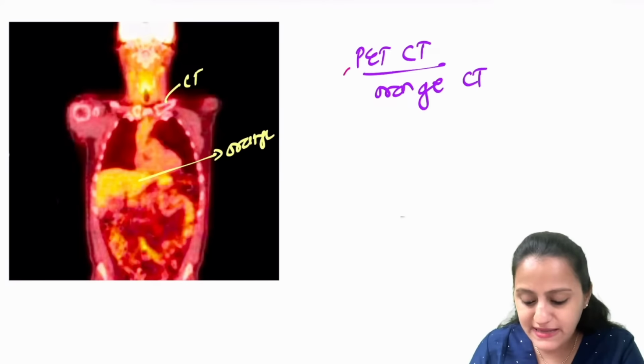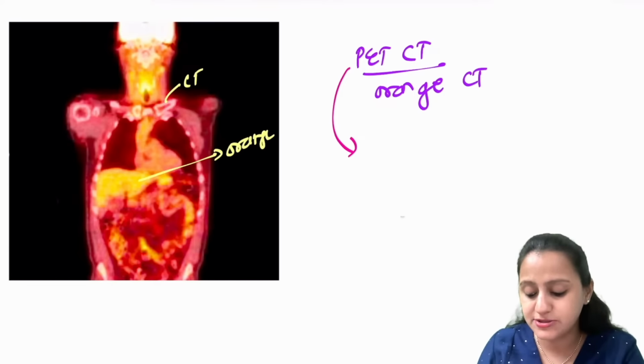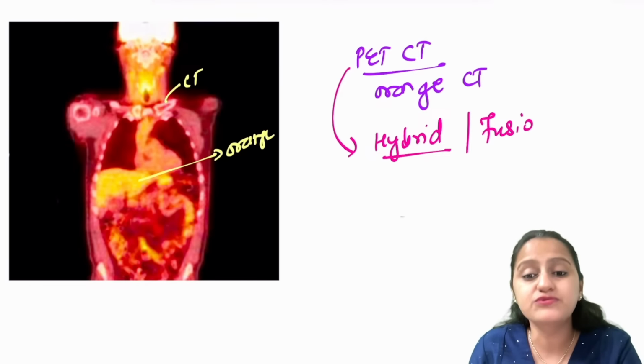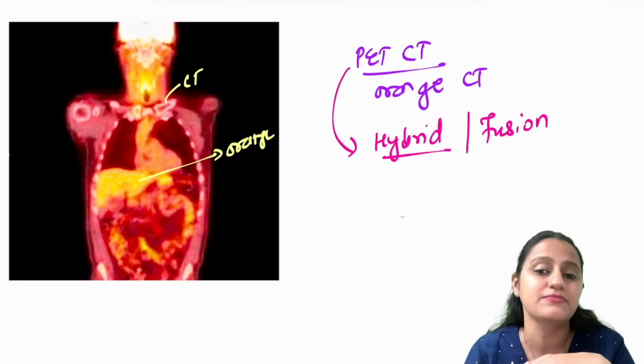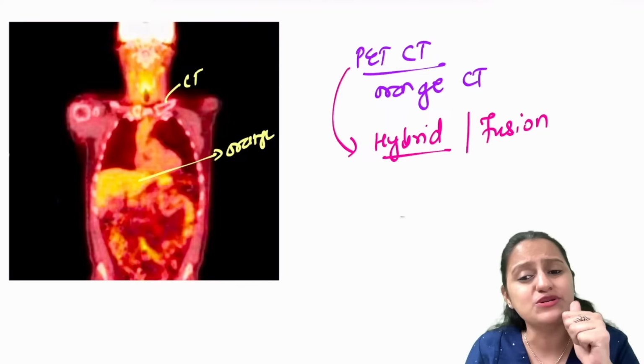Okay. So PET CT is where you are combining PET and CT images superimposed over each other. So this is an example of hybrid imaging or fusion imaging. You are combining the two images together. Okay. Out of PET and out of CT, which is the functional imaging?